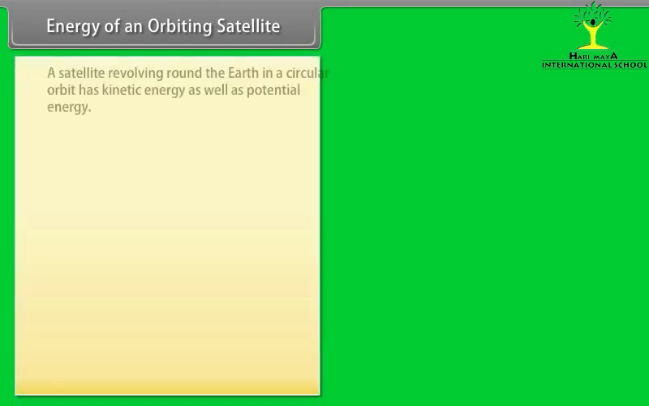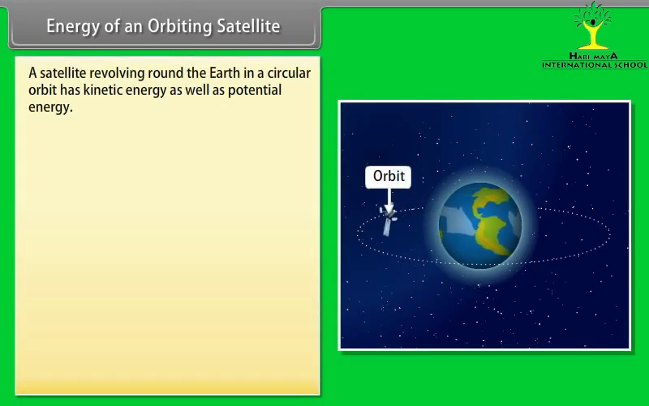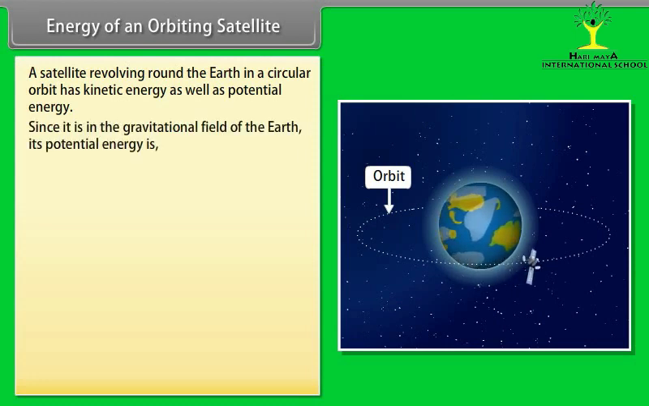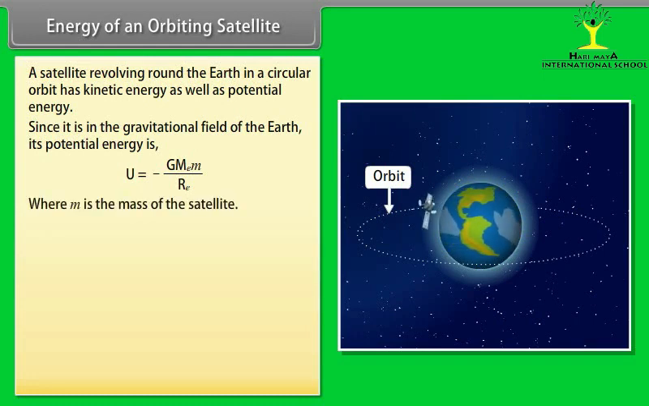Energy of an orbiting satellite. A satellite revolving round the Earth in a circular orbit has kinetic energy as well as potential energy. Since it is the gravitational field of the Earth, its potential energy is U equal to minus GMEM divided by RE, where M is the mass of the satellite.